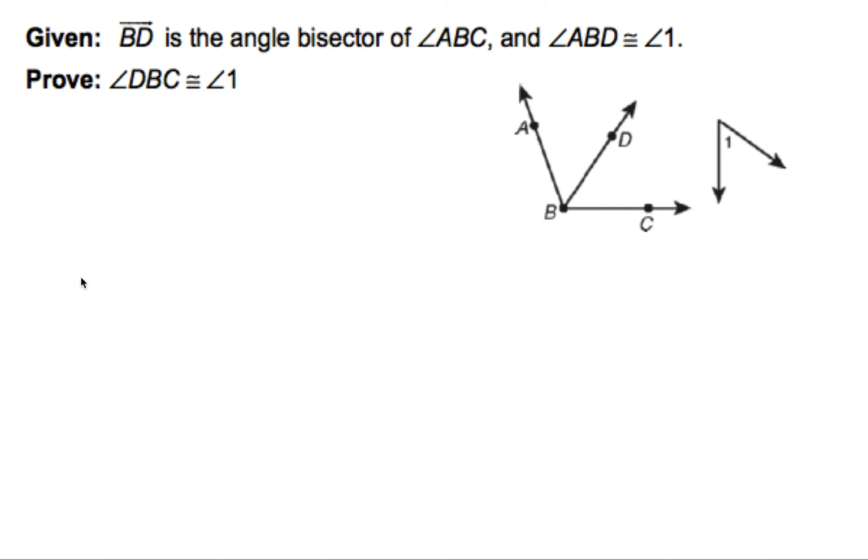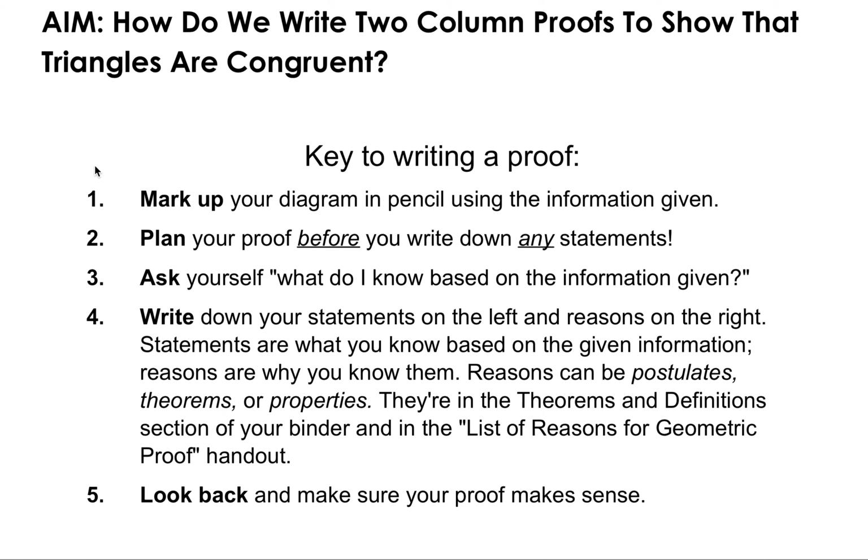Okay, so let's see how we can use the substitution property in a formal proof. So it says, given BD is the angle bisector of ABC and ABD is congruent to angle 1, prove that DBC is congruent to angle 1. So the first thing I want to draw your attention to is how we approach a proof. And if you remember, one of the things we said is there are certain steps we need to take. Number 1, mark up your diagram in pencil using the information given. So let's mark this up.